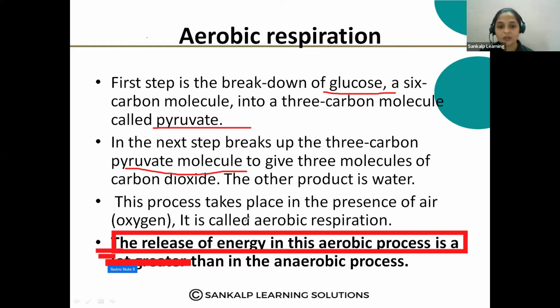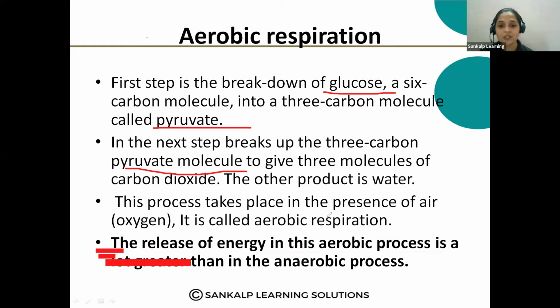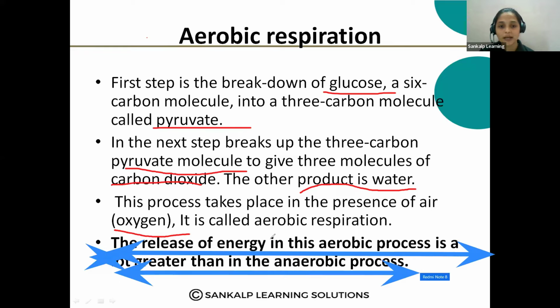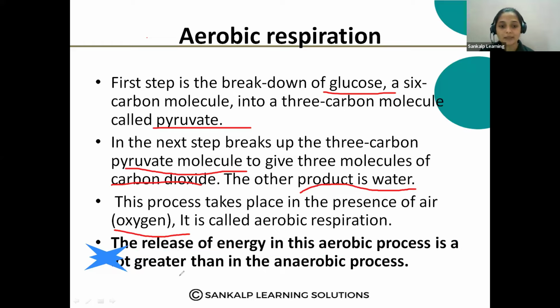Carbon dioxide and water. So that is called aerobic respiration. Why is it called aerobic respiration? Because this process takes place in the presence of oxygen. Which process? The breakdown of glucose into pyruvate, and pyruvate will convert into carbon dioxide, and one more product is water, and a large amount of energy is also released in this process. Okay. So this process takes place in the presence of oxygen, so it is called aerobic respiration. In this process, a large amount of energy is released compared to the anaerobic process.